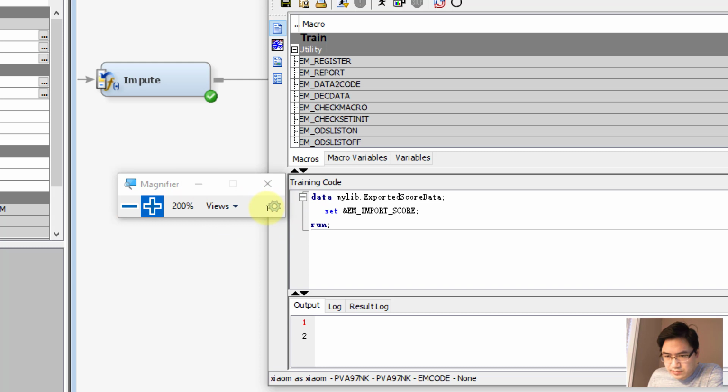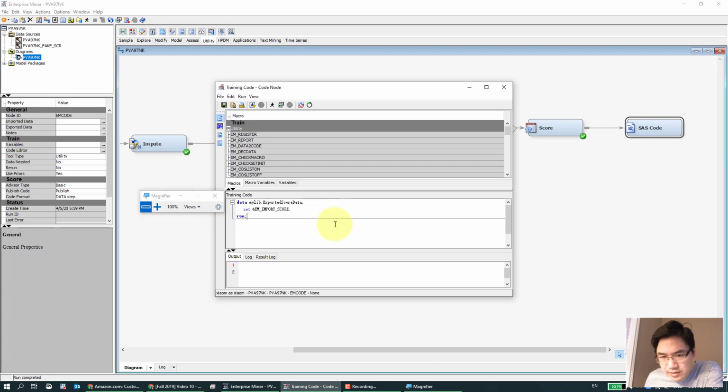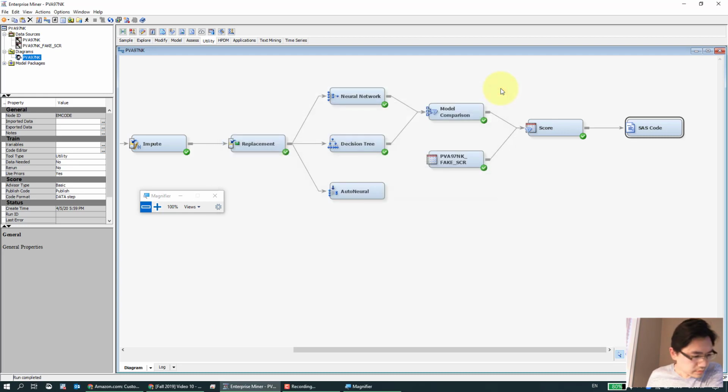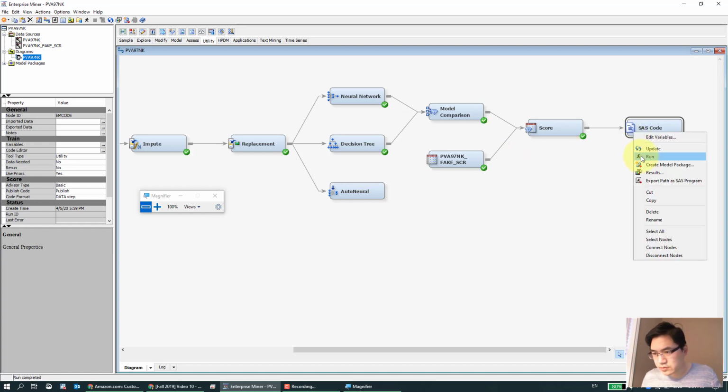Double check the names are correct. EM import score. And this is the data set that will be exported and will become the name of the data set that you will find in Windows Explorer. Now I am ready to run. Before I close this window, I'll make sure that you save and close it. And now I am ready to run this score, the SAS code to export the data set.